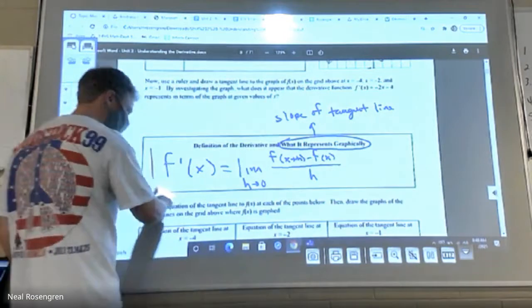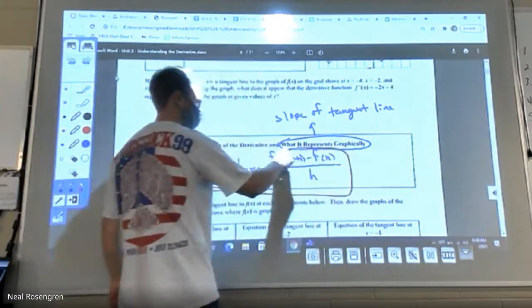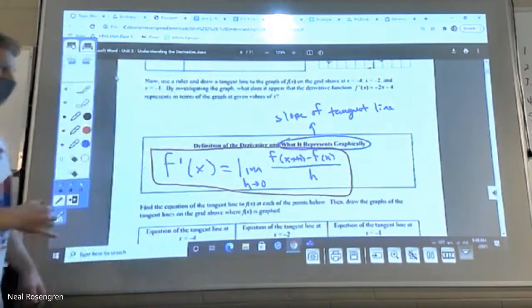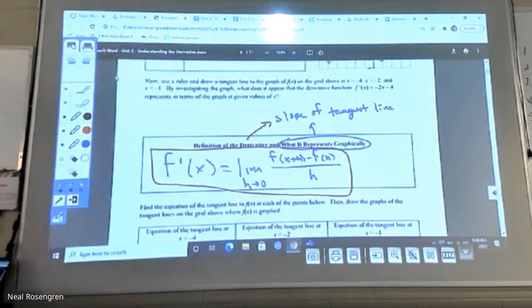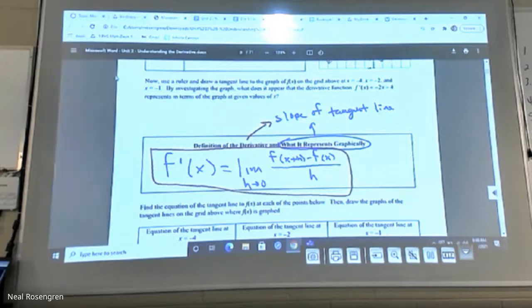But this is the definition of the derivative. But when I see the word derivative, I think slope of the tangent line. Those two in my mind, I'm saying the same thing. Does that make more sense? Does that clear up some things? Okay.